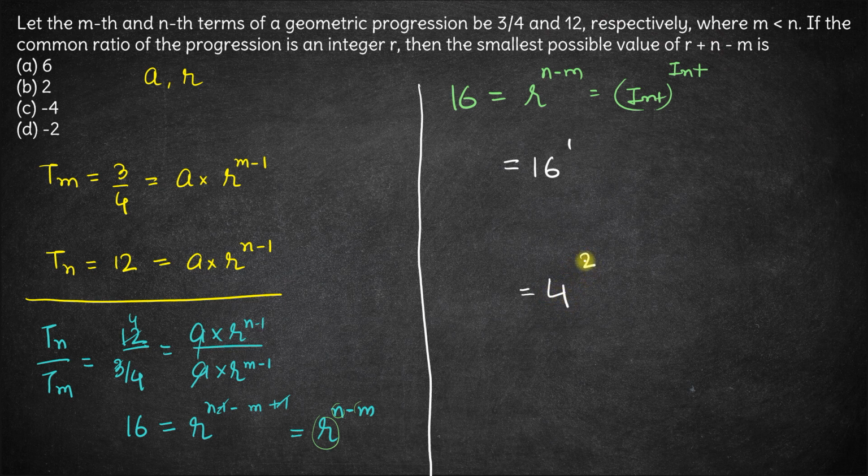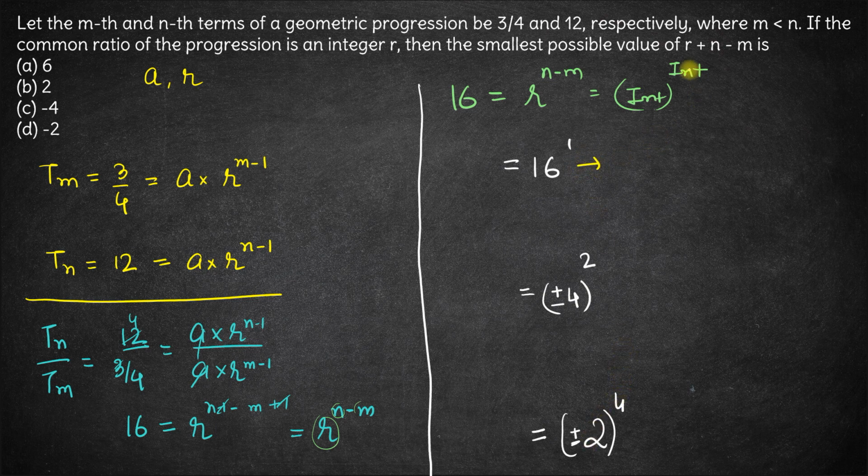Now since the power is even here, what I can do is I can make it as plus 4 or minus 4 to the power 2. Plus 4 square is 16, minus 4 square is also 16. So I have two cases here. And another case possible is 2 to the power 4. Now 2 to the power 4 is also 16. But since power is even, I can take base either as plus 2 or minus 2. Right? So these are the 5 possible cases. 16 power 1, 4 power 2, minus 4 power 2, 2 power 4, minus 2 power 4. So these are the 5 cases.